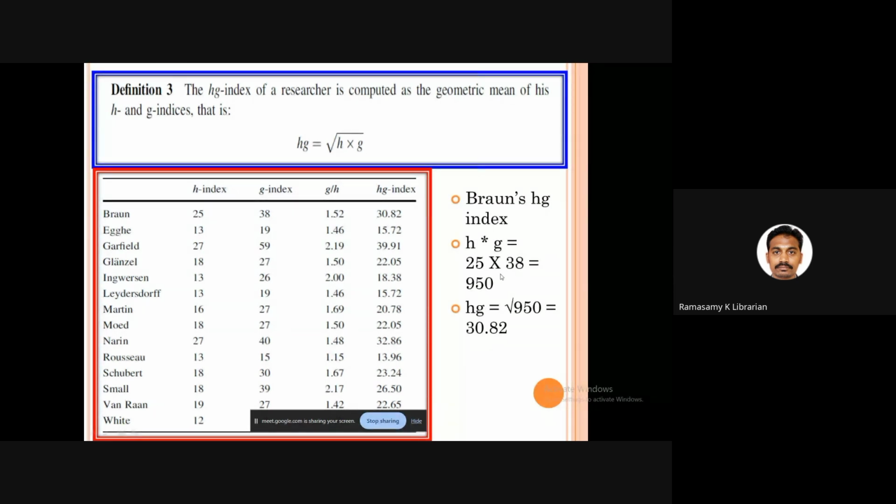For example, you take the first author, H index is 25, G index is 38. I have multiplied both the numbers. I got 950. You find out the square root of 950. That is 30.82. That is called the HG index value of that particular author, because here we take both the H index and the G index and we find out the geometric mean.